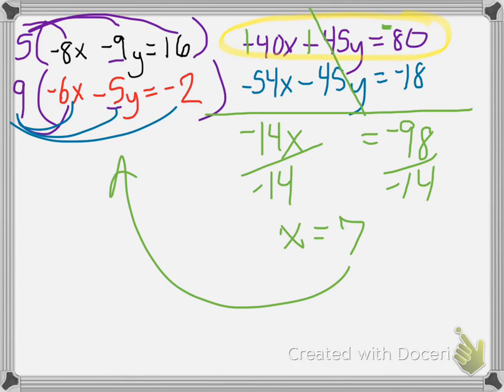Okay, so those are probably the hardest, where you have to multiply both of them. So hopefully this helps if you're doing elimination and you can eliminate them when they're set up nicely, but when they're not, you're like, I don't know what to do.